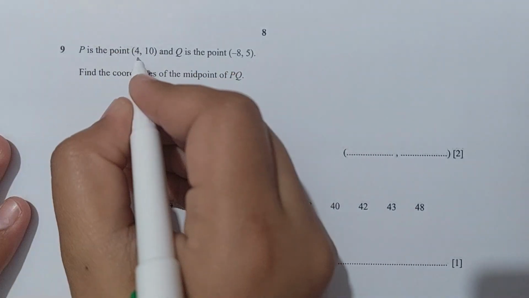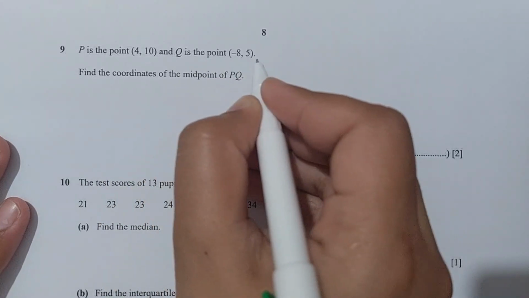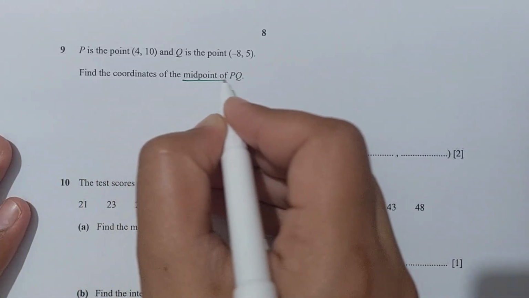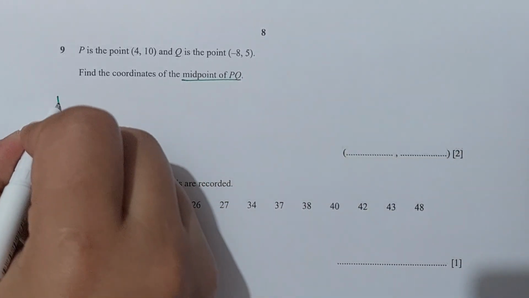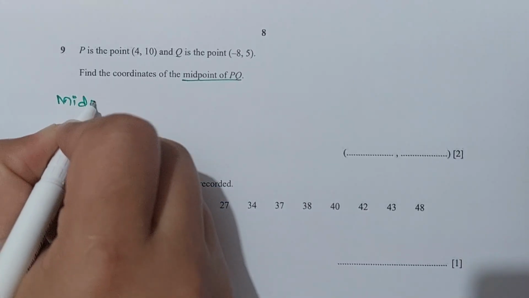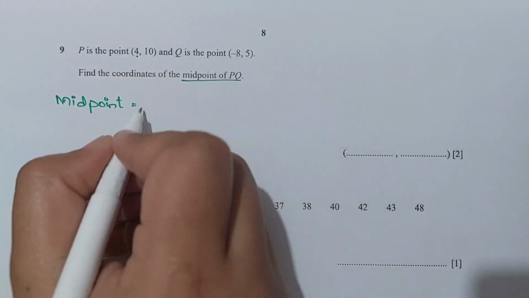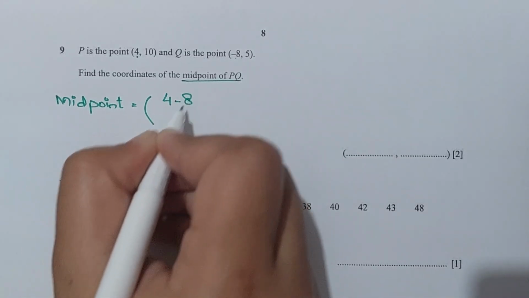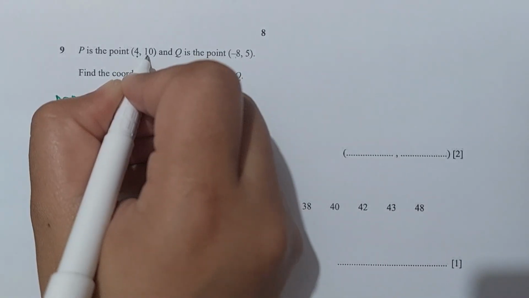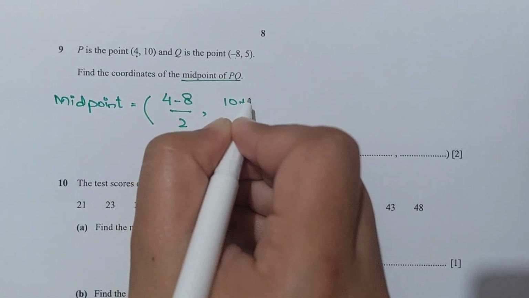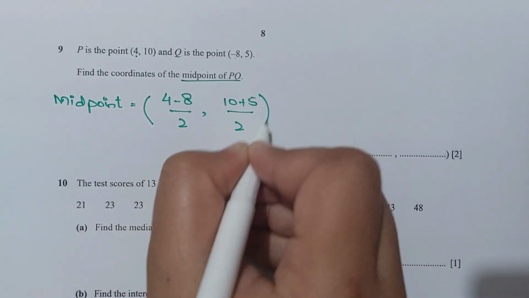Question number 9. P is the point (4, 10), Q is the point (-8, 5). Find the coordinates of the midpoint of PQ. So for the midpoint, we have the formula. Add up the x components, which are 4 and -8: 4 minus 8, divided by 2. Add up the y components, which are 10 and 5, and divide by 2.